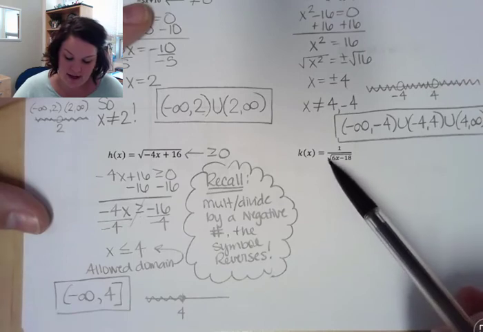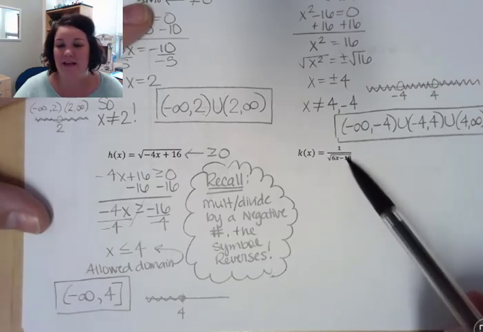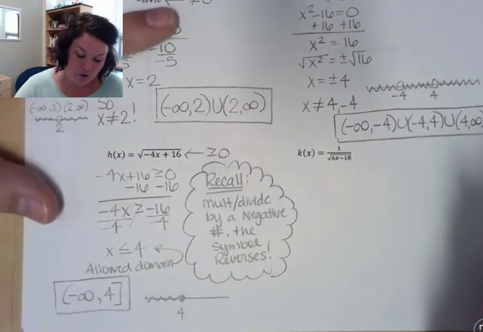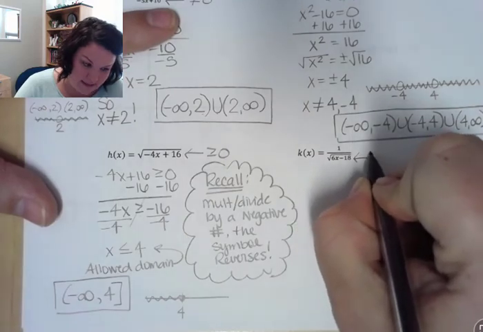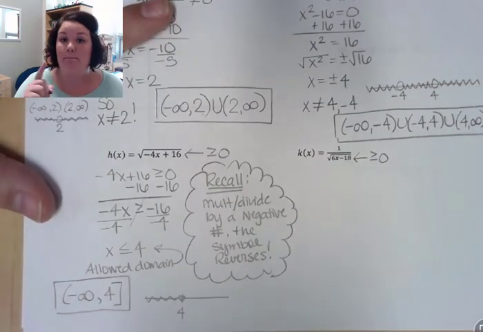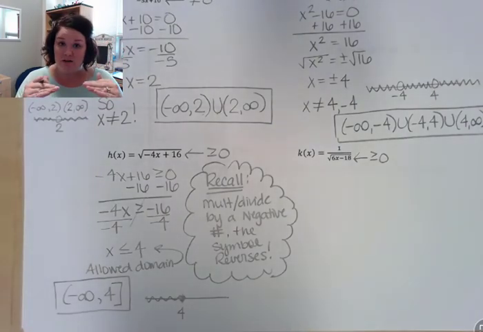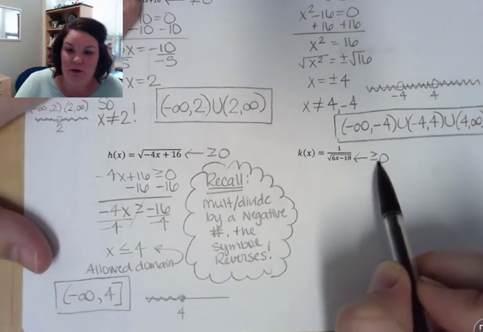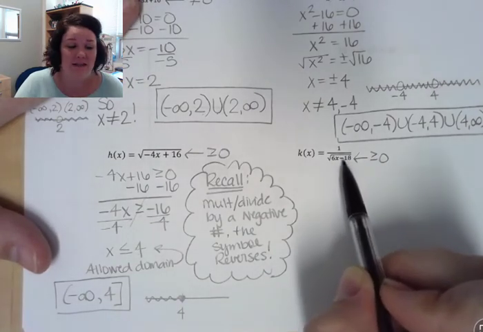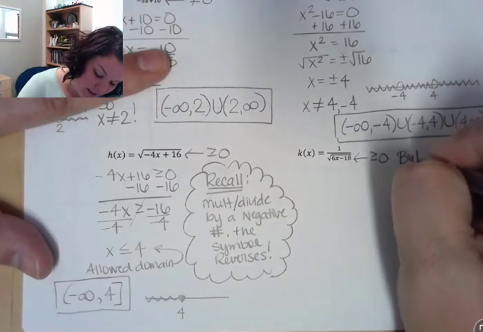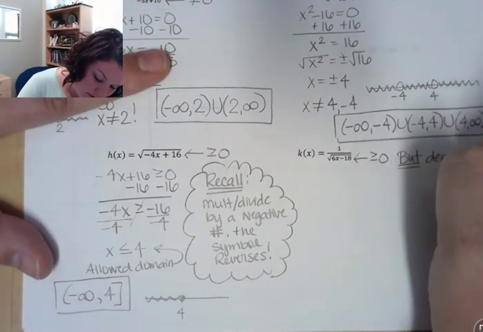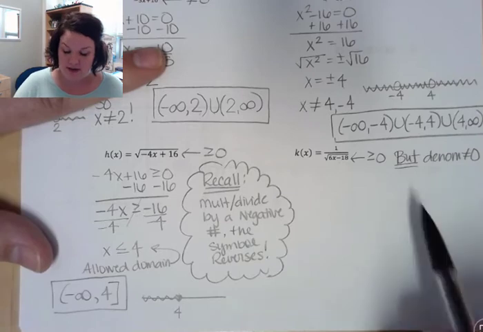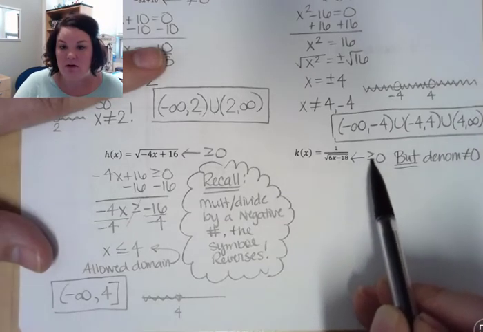Okay, let's look at another one. Same idea here. I have the square root of 6x minus 18 that I have to worry about, but I also have a denominator that I have to worry about. Normally here we would say this has to be greater than or equal to 0, but because it's in the denominator and denominators cannot be 0, I have to get rid of this little equal to bar. I can't let this equal 0 because it's in the denominator. So the denominator cannot equal 0, and I cannot include this little equal to bar on this symbol.